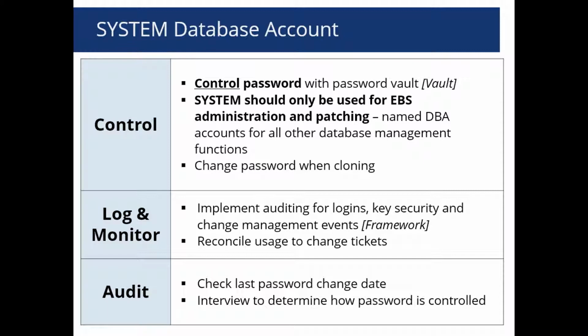Then the second account is the system account. And the system account is a full DBA account. There's really no reason, except for the few EBS functions, that the system account ever should be used. When you run AD-patch and AD-admin, you have to have the password. In this case, again, we think the password should be controlled with a password vault. So before I run AD-patch, I have to connect to the password vault, request the password. It'll actually change the password for me, and then I'll use that password. And then when I'm done with it, the password vault will go back and change it again.